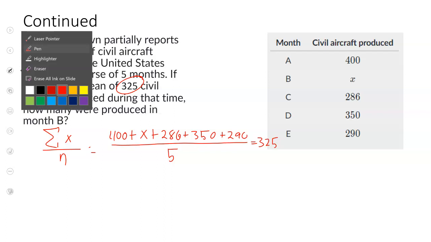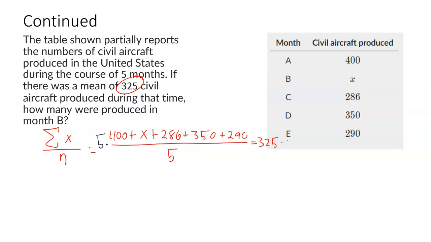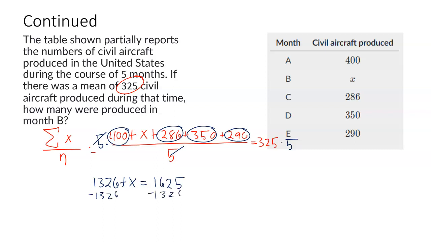So we'll multiply both sides by 5, and here, so that'll cancel. We can also go ahead and combine all of these like terms. So I'm going to do that in one step. And we're going to end up getting 1,326 plus x equals 1,625. Finish by subtracting, and we get a value of 299 for x. So that is the number in 1B.